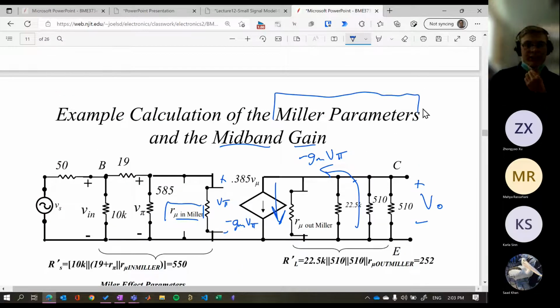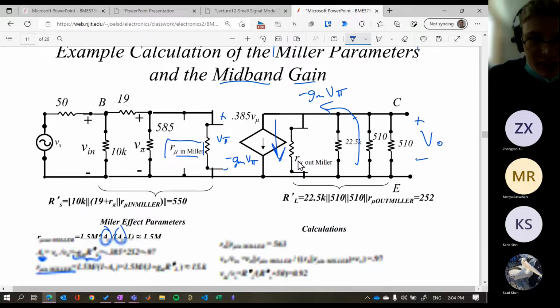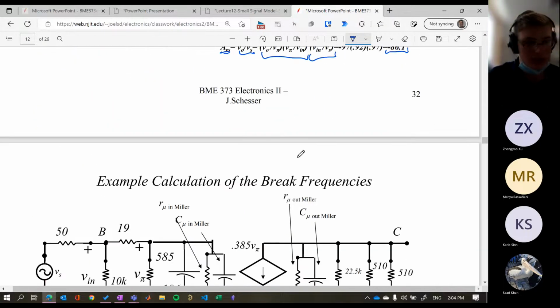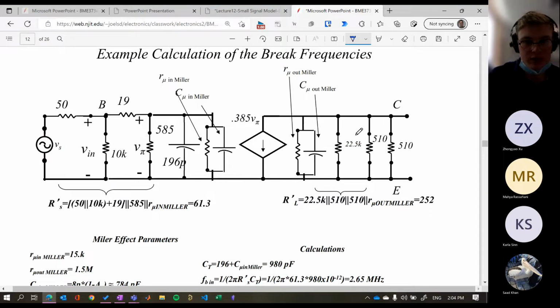So Miller's effect is something that we don't really want to have. It's not good for our frequency response. We'll have a look at a few ways that we can minimize that.